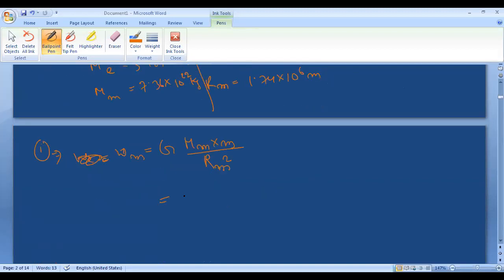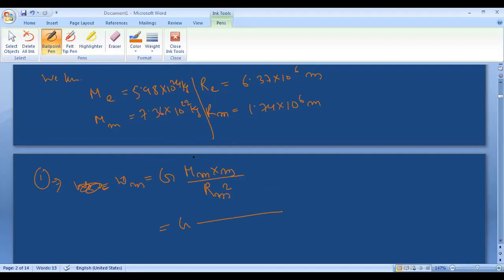So G, then small m will be this one, 7.36 into 10 to the power 22 kg. Yes or no? Then keep small m as it is, because we have to compare the weight of the object on the moon and the weight of the object on the earth. So then put the value of RM.